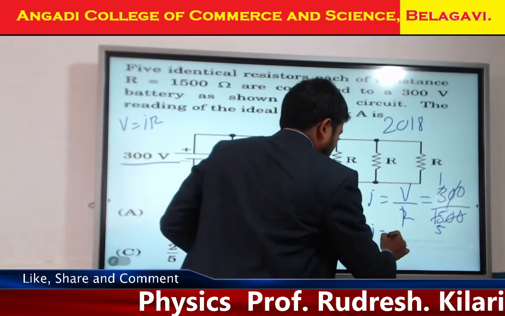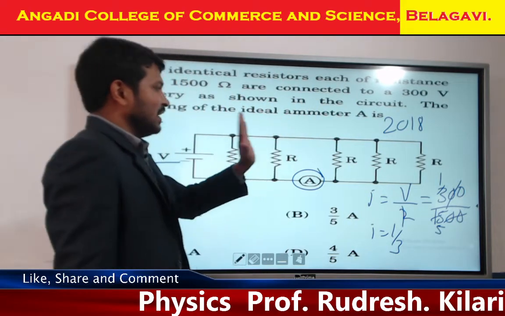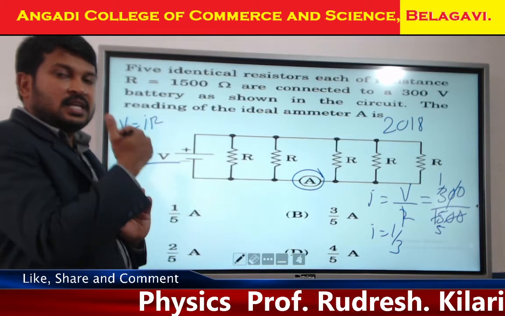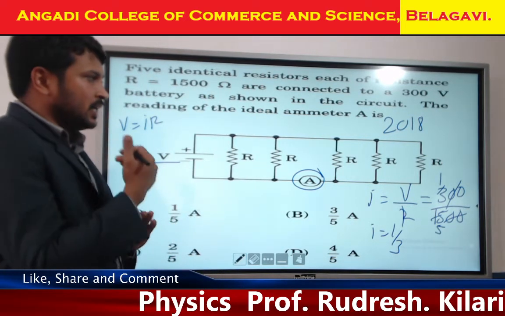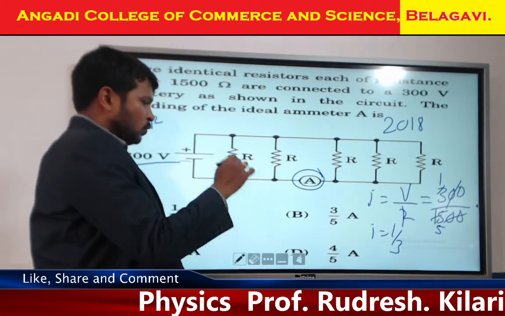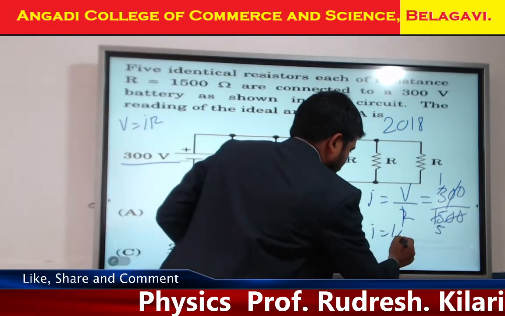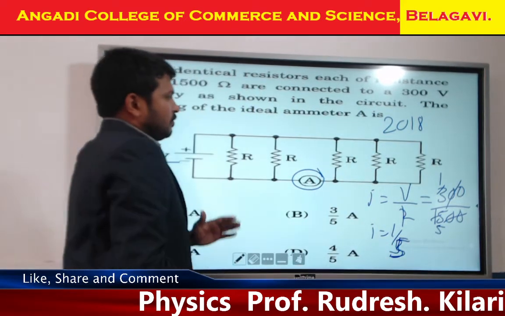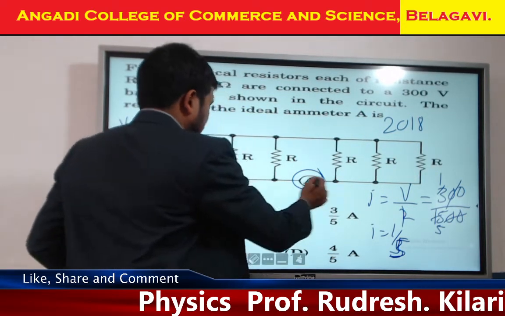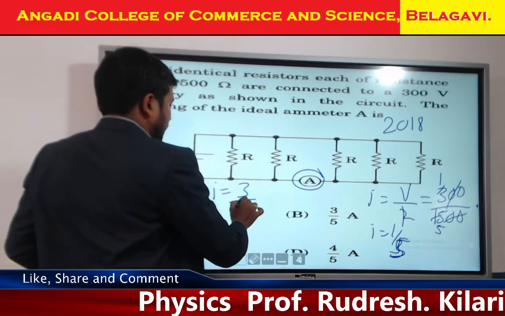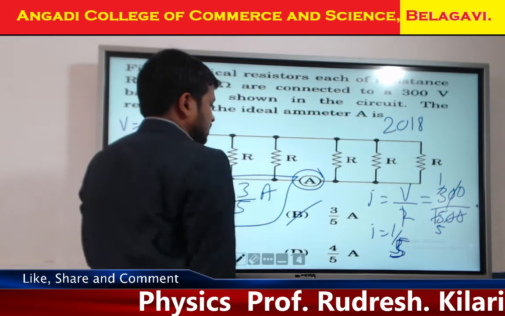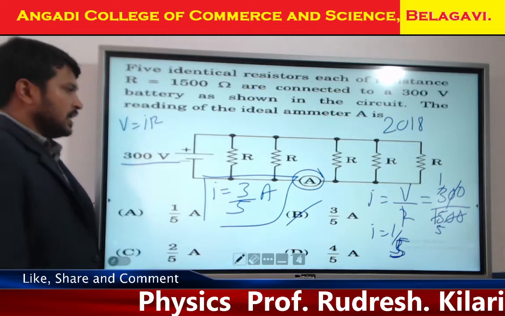I equals how much do we get? 1 by 3. But here the ideal ammeter reads only the right side resistances. How many right side resistances are there here? 1, 2, 3. Only the right side value it reads, 1, 2, so we multiply. I equals 3 by 5. What is the answer? B is the answer. B is the right answer.